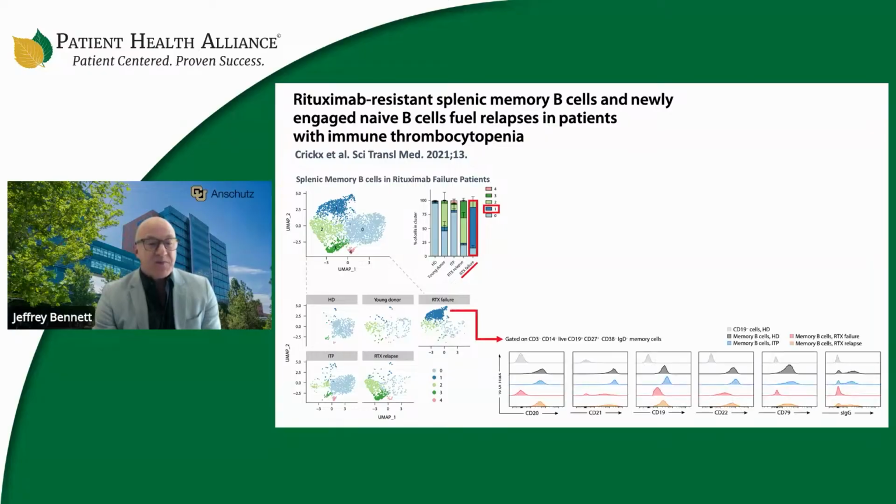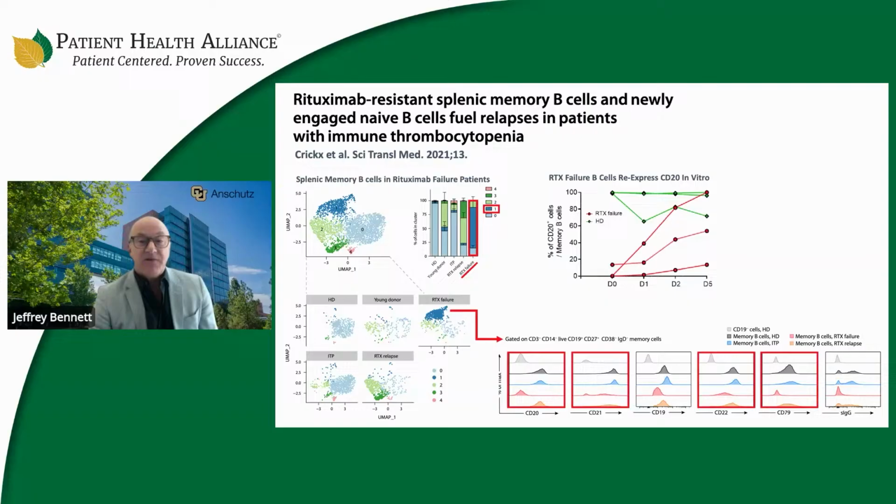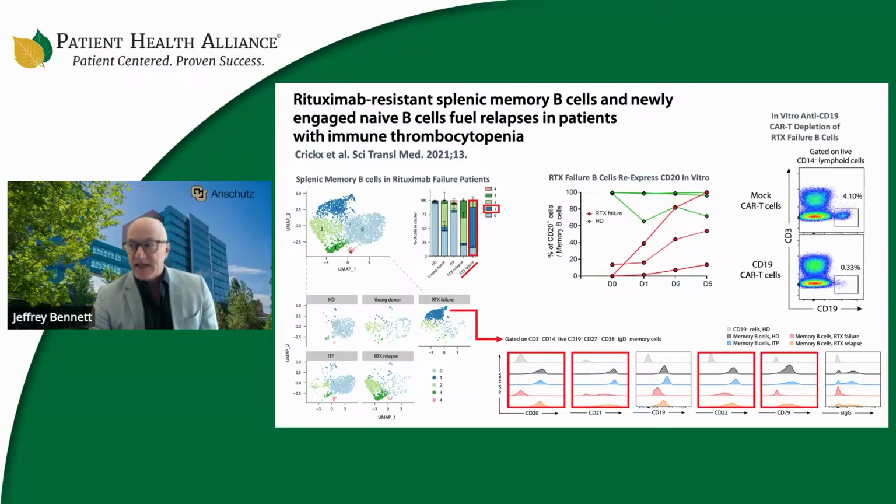And the population of B cells in these patients failing B cell depleting therapy showed low expression of CD20. And these B cells showed other markers of memory cell differentiation and could subsequently be depleted in vitro with anti-CD19 CAR T cells, showing you that sometimes switching therapies to a different marker for B cell depletion, 20 to 19, may hit those cells that are surviving despite B cell depletion therapies.